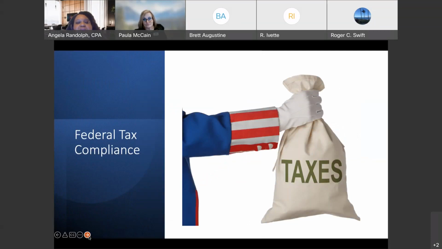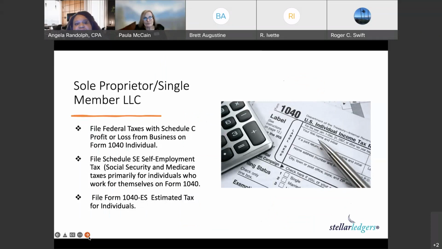So now let's talk about federal tax. If you recall, that was one of the key considerations that most people think about when they're choosing or selecting to change their business structure. So for sole proprietors, disregarded entities, or single member LLCs, you're going to file your federal taxes with the Schedule C on your 1040, and that's just basically reporting the profit or loss from the business.